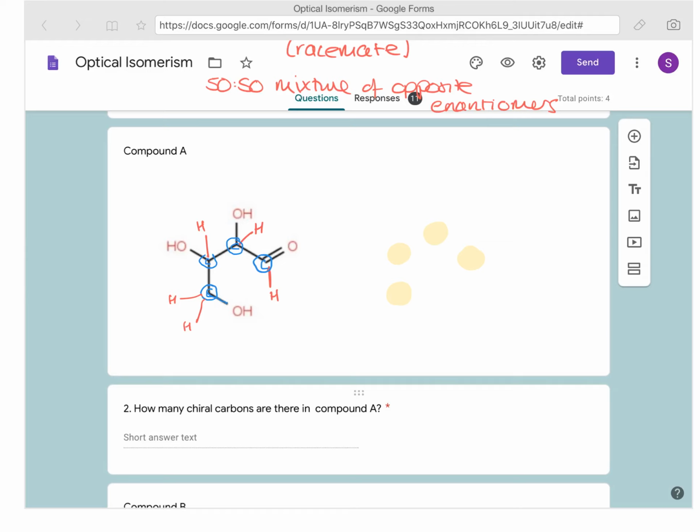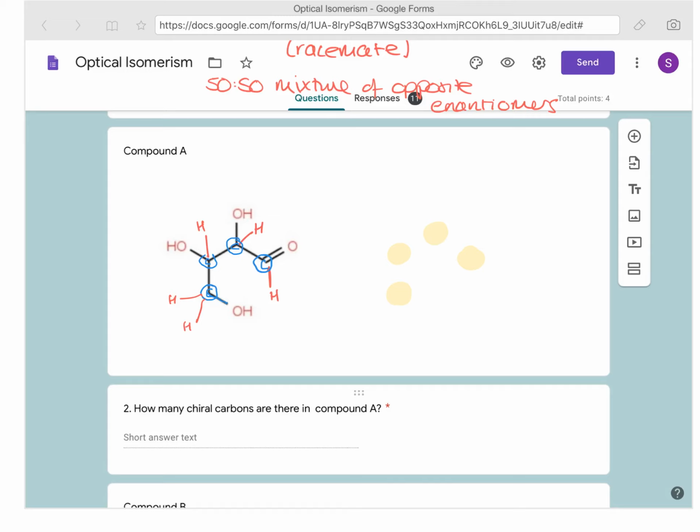And finally, we've got this carbon here, and we need 4 different groups attached. But as you can see, it's got a double bond, which means there's actually only 3 different groups coming off this carbon. So straight away, it cannot be chiral. Okay, so that's how you do that one. That one's got 2 chiral carbons, and we've identified those with a little star.